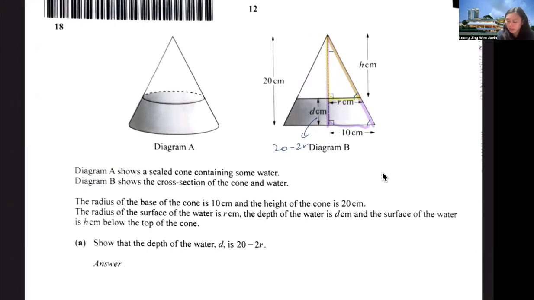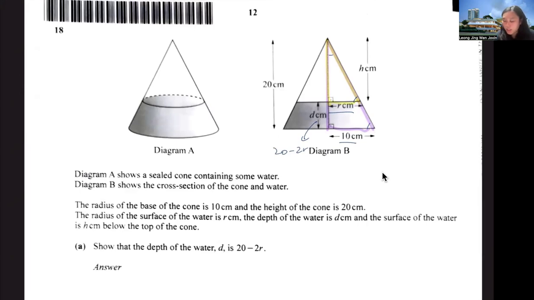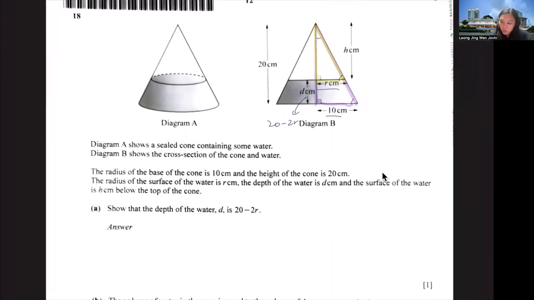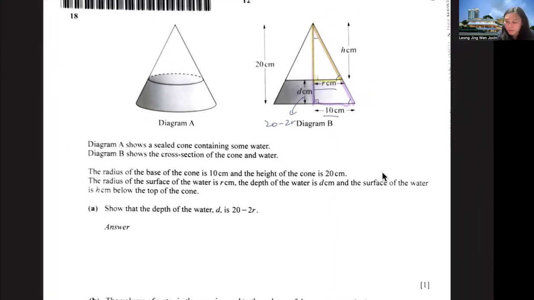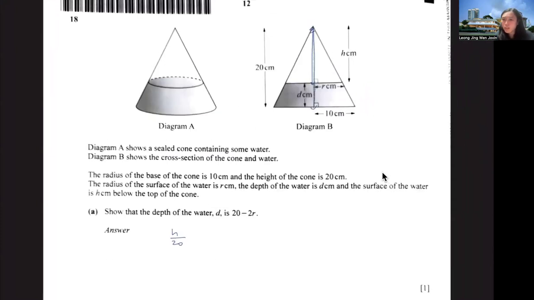If I know that something is similar, I can use the ratio of them to compare. So it means that the ratio of R and 10, the ratio of the big one and the small one must be the same. So let's compare it. If I compare, maybe let's say the height, for example. Okay, so let me erase everything. Let's compare the height. I know that the height of the big guy is 20. The height of the small one is just h. So let's see, h over 20. I'll write the small one first, the smaller one is h, the bigger one is 20, so h over 20.